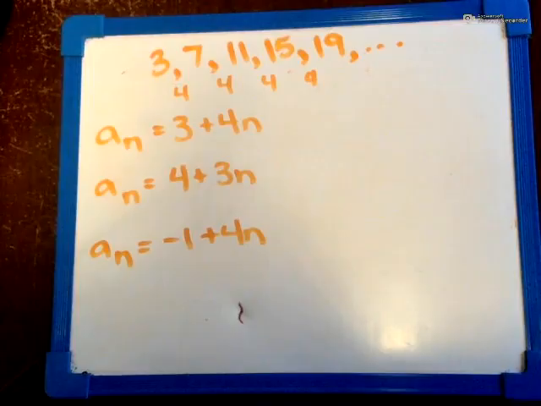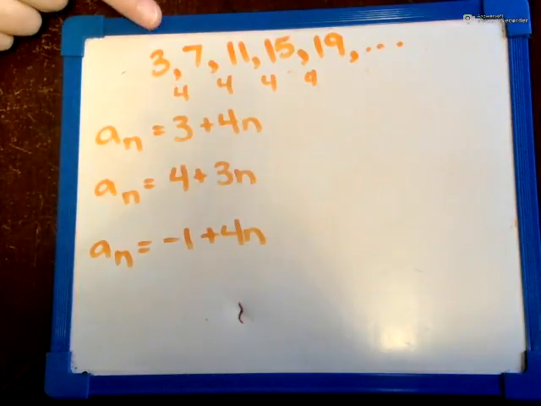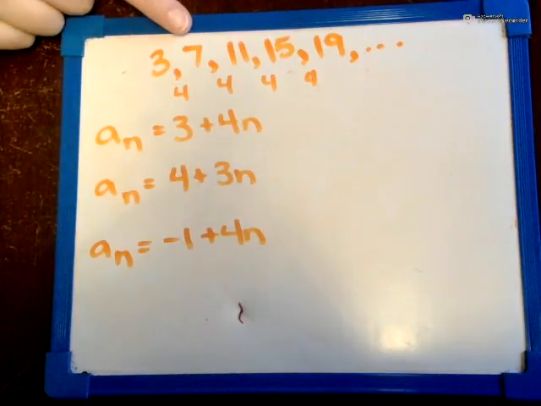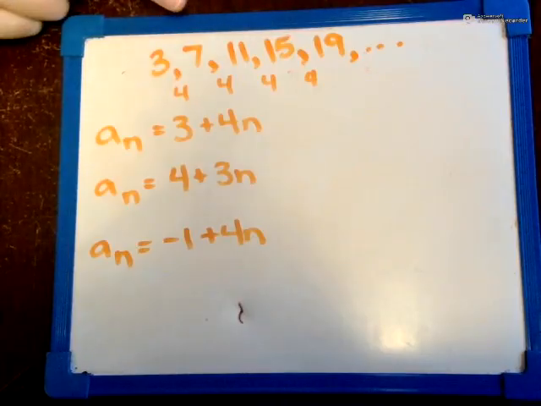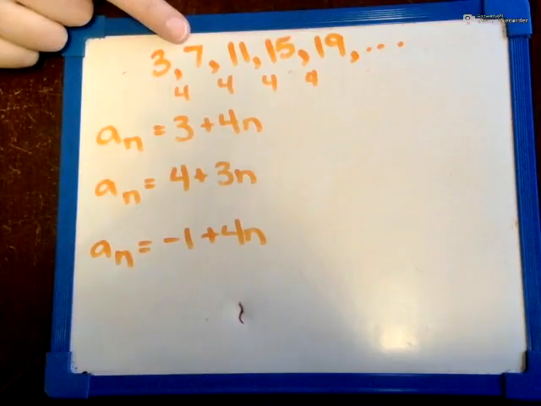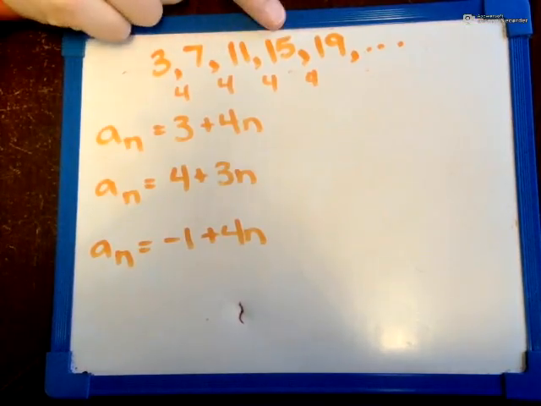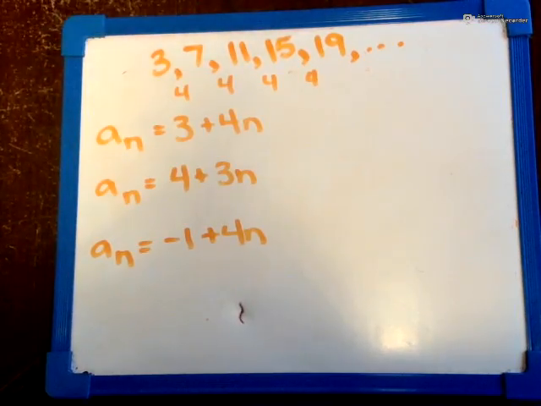Okay, so what I did is I just stopped and looked at this pattern, and I quickly figured out that the common factor, the constant, sorry, between each of these numbers is positive 4. 3 plus 4 is 7, 7 plus 4 is 11, 11 plus 4 is 15, 15 plus 4 is 19.